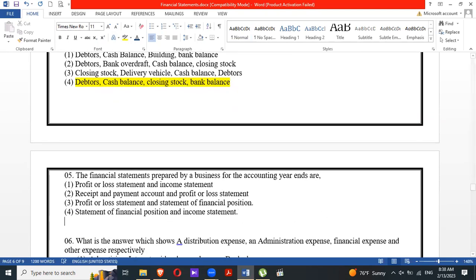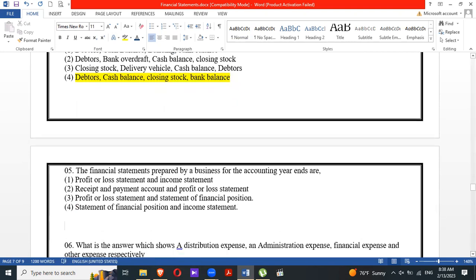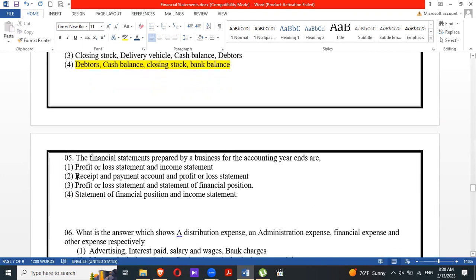Here I had given another question, question number 5. The financial statements prepared by a business for the accounting year end are: profit or loss and income statement. No, that is the same meaning. Another word for profit or loss statement is the income statement. Receipts and payment account and profit or loss account. No, we are not preparing a receipt and payment account. Profit or loss statement and statement of financial position. Yeah, that's the answer.